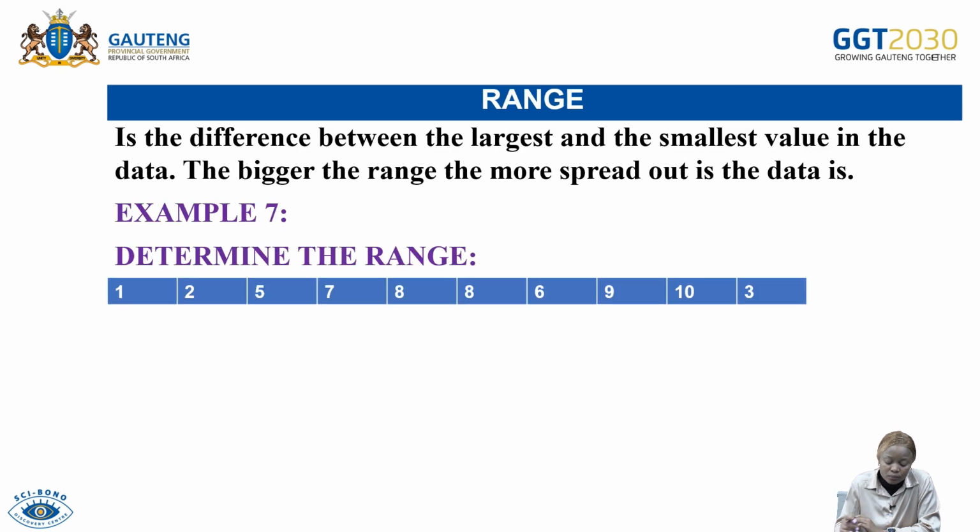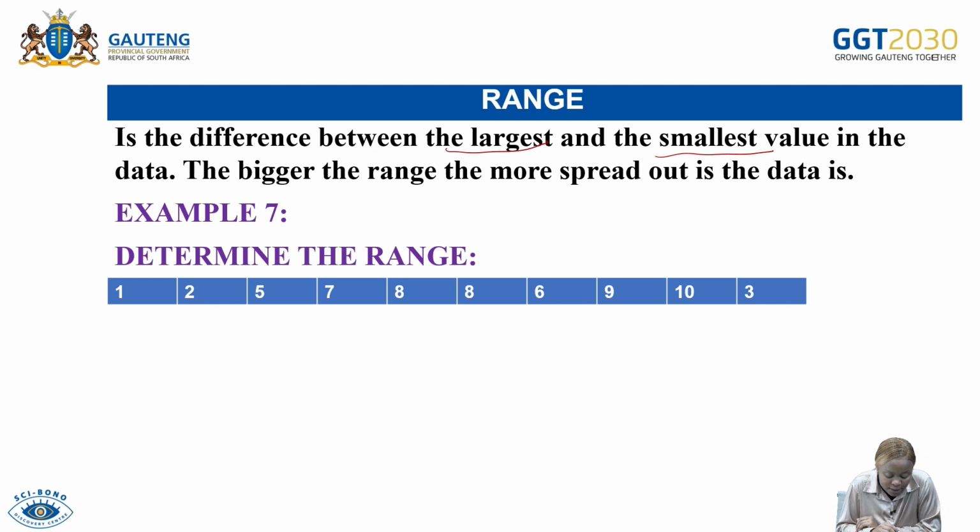Okay. Let's start by looking at the range. The range is the difference between the largest and the smallest value in the data. The bigger the range, the more spread out the data is. Right? So let's look at example 7.